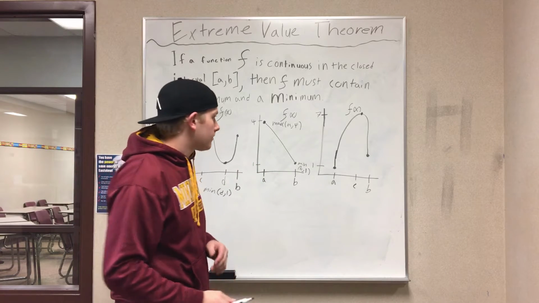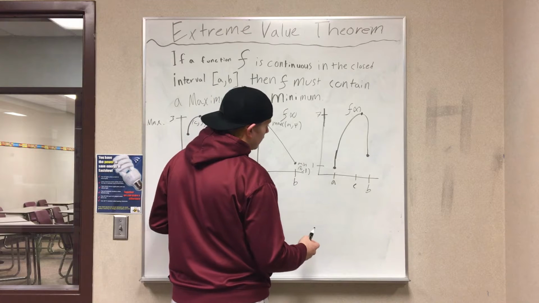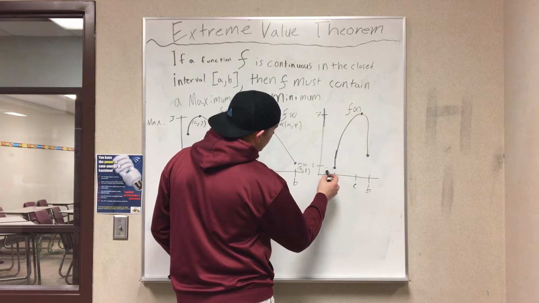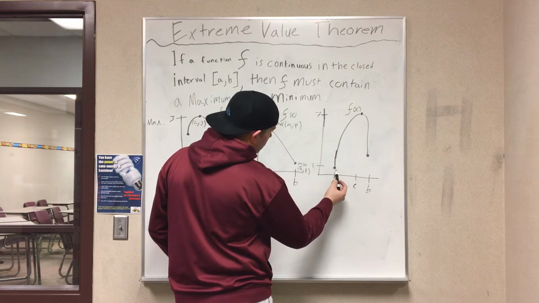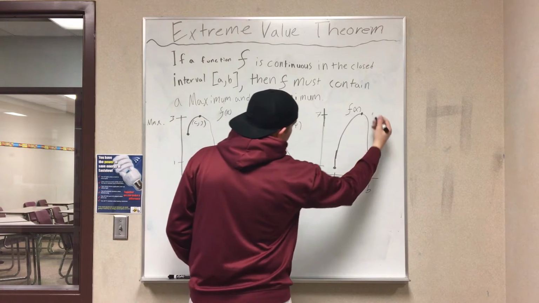Going on to the third example, on this graph, it may seem that there is no minimum, but the minimum will be at A of 1, and the maximum at C of 7.